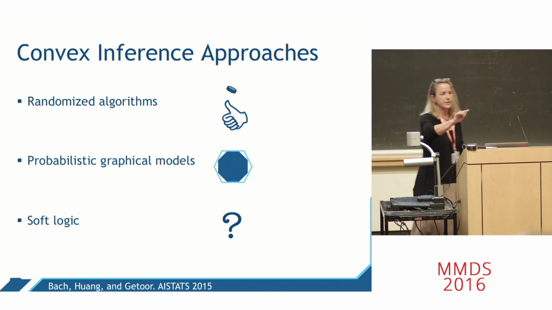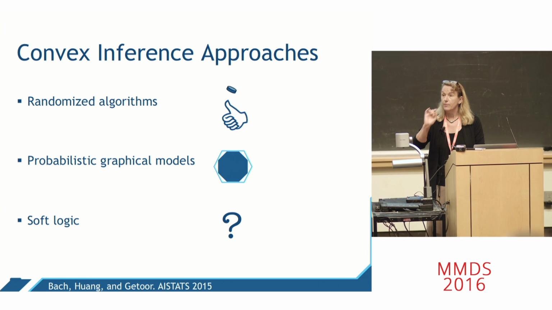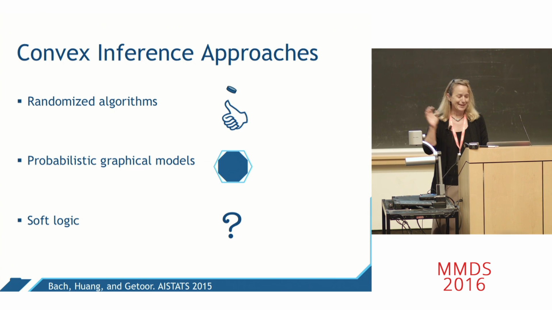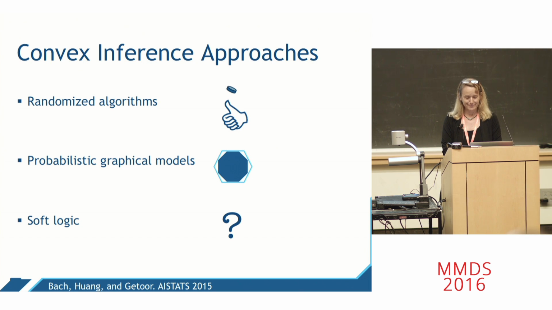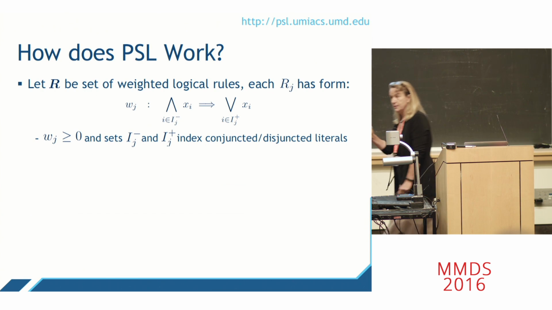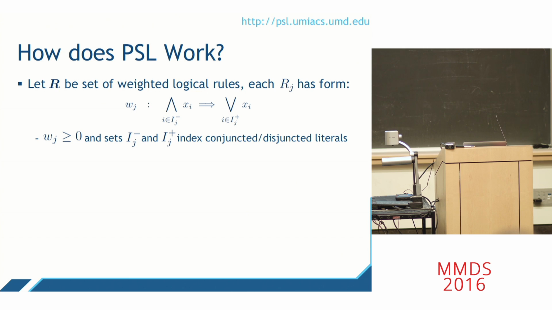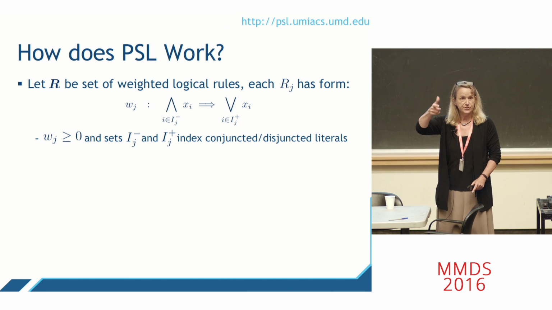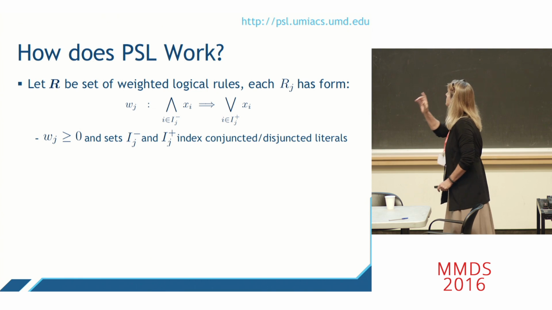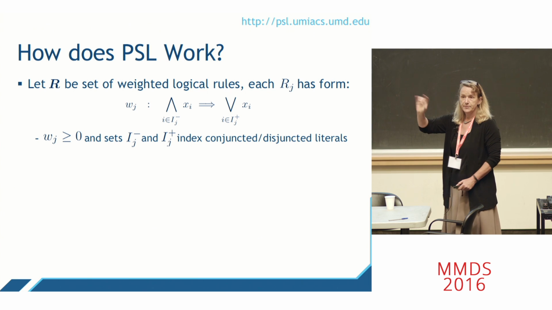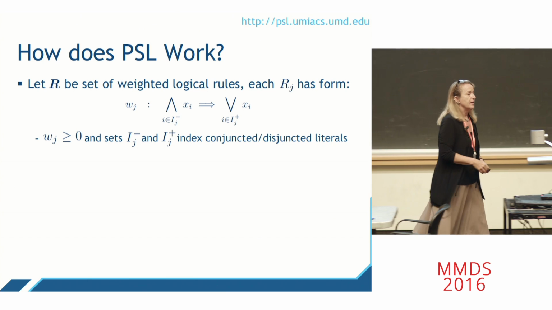And I'm going to go into more detail on the first one, the randomized algorithms approach to setting up this problem as an efficient inference problem. So how does PSL work? Even though I said we're going to end up having continuous values for the random variables, I'm actually right now going to go back to discrete land and combinatorics, where for now, the variables, the x's, are going to be 0, 1.